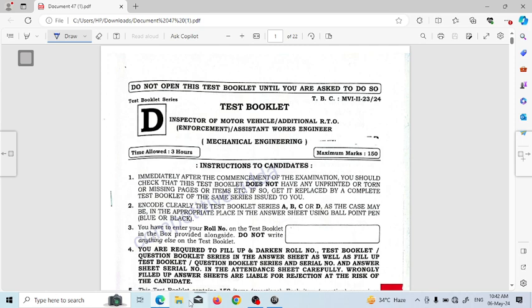Today we solve the Inspector of Motor Vehicle OSSC Mechanical Engineering Set D paper, which was recently conducted on Sunday, 5th May. So let's start the video.